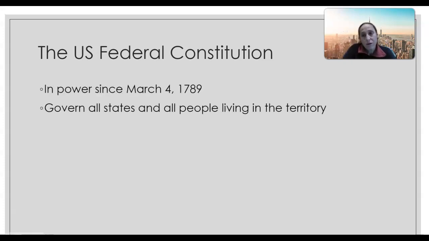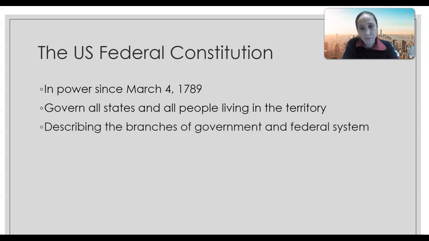So in the United States, the federal constitution, because we also have state constitutions in all states, but the federal constitution is the one that we refer to as the U.S. Constitution, and it has been in power since March 4, 1789, and it governs all the states and all the people living in the territory. It describes the branches of government and how the balance of power operates within the federal system.